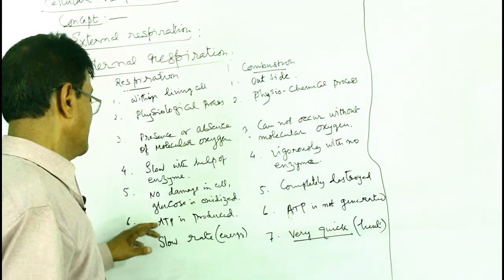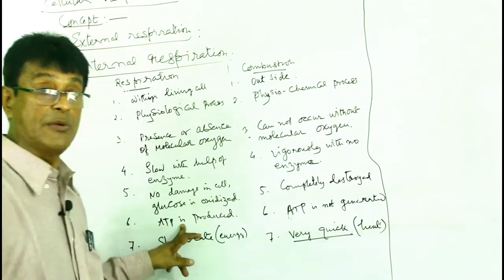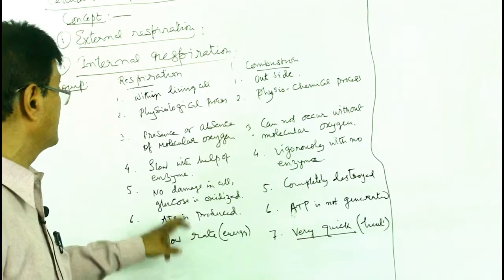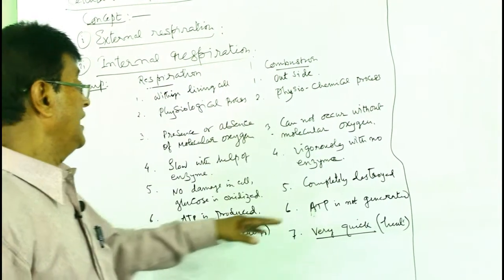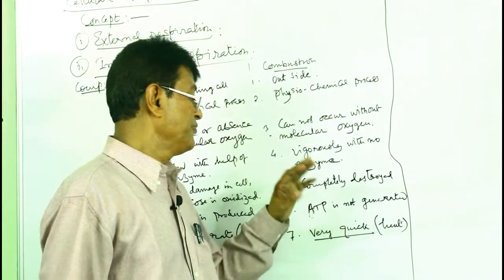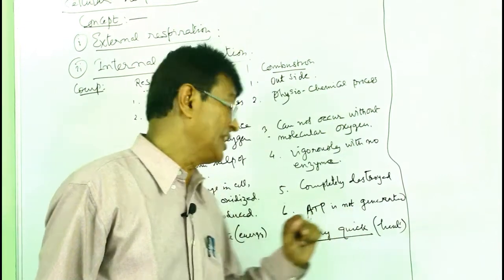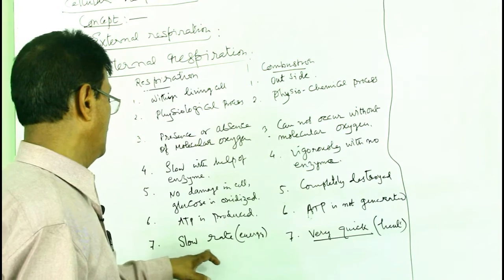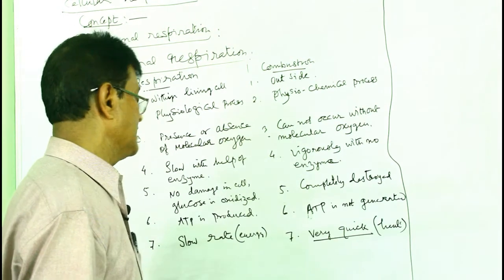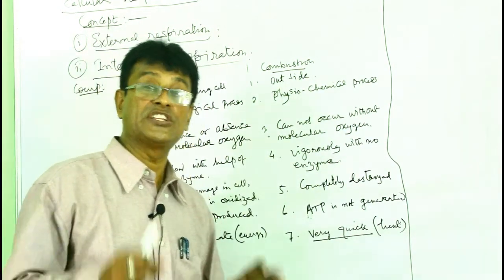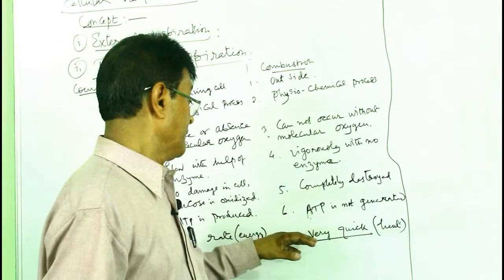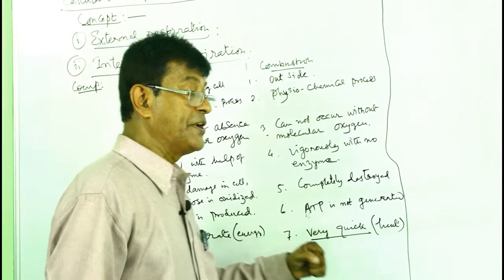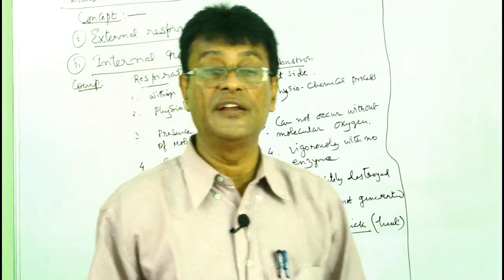Number six, here ATP is produced. I was telling about ATP, adenosine triphosphate, the energy coin that is produced in respiration, and there is no generation of ATP in combustion. And at last, the rate of respiration is slow and it produces energy at a slow rate, while combustion is very quick and produces a lot of heat.